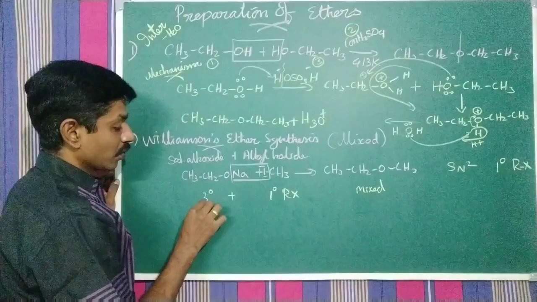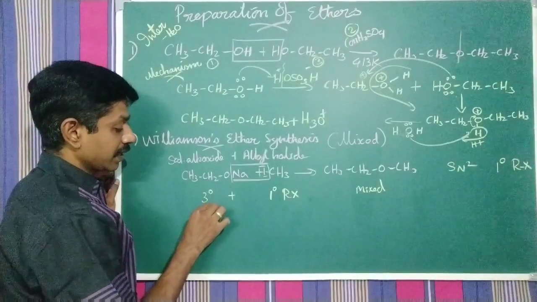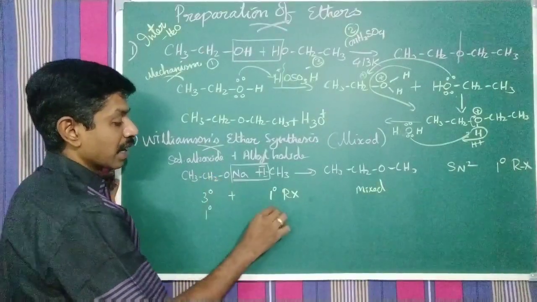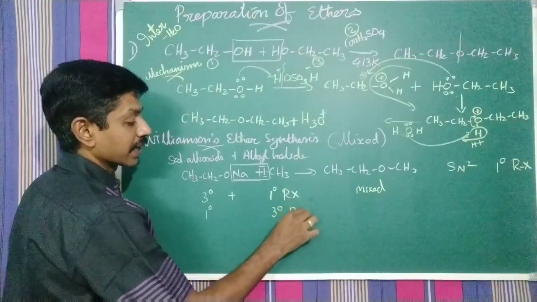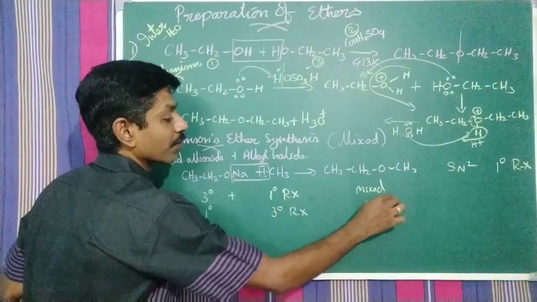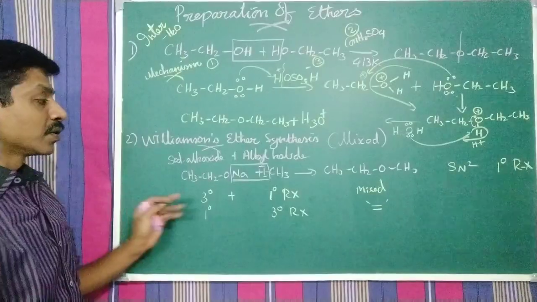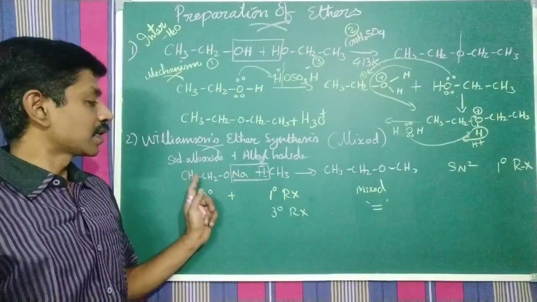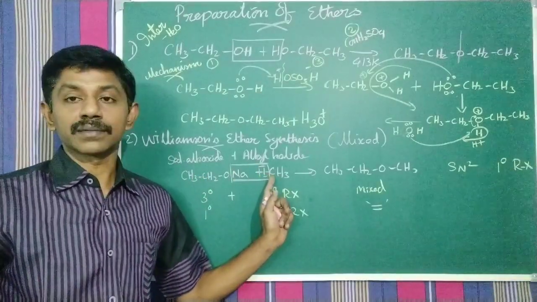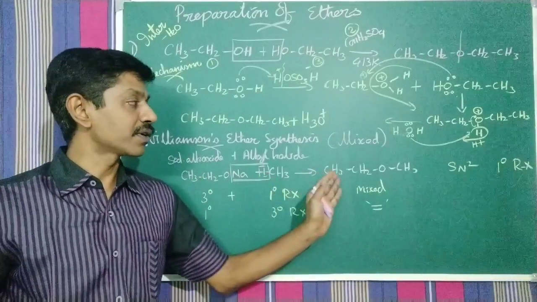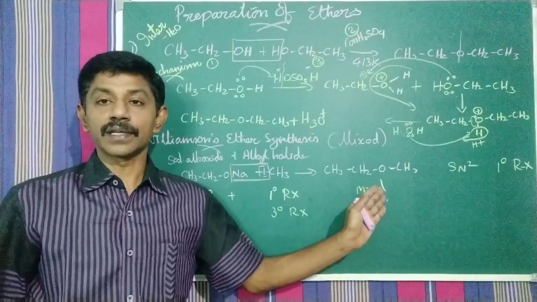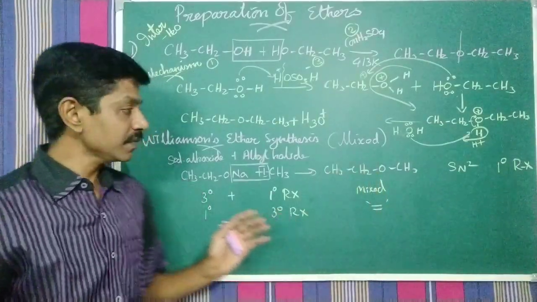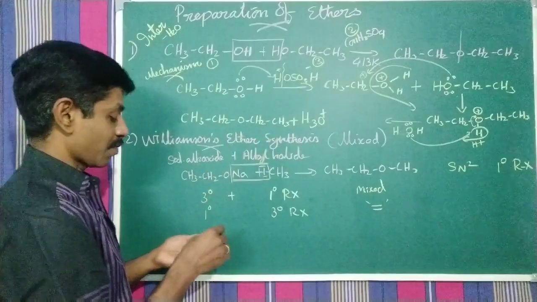Instead, if you go for primary alkoxide and tertiary alkyl halide, then you will get a double bonded compound called an alkene. So the choice of the alkoxide and alkyl halide is important for the preparation of the required ether. That is why Williamson's method is important.